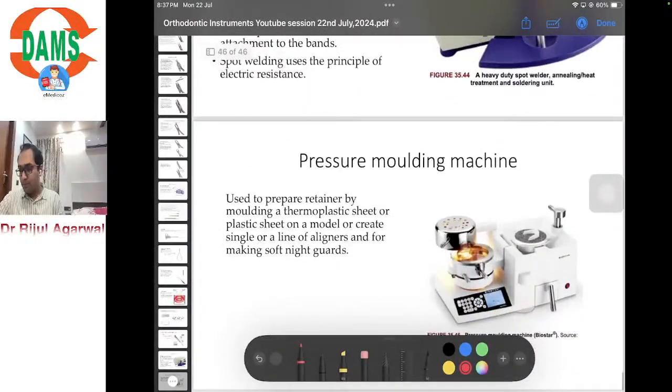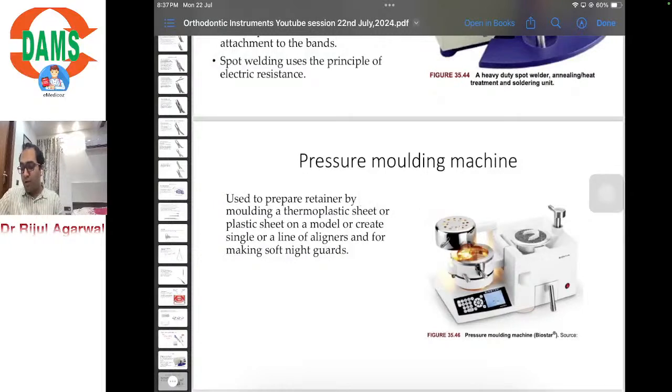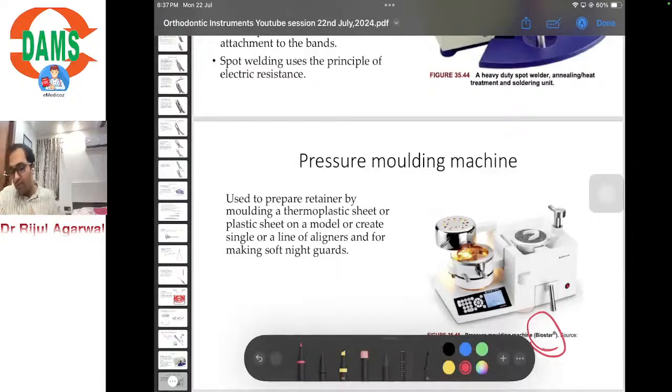Lastly, the pressure molding device machine, or trademarked with the name of Biostar. In today's field of aligners, this is the machine used to mold the plastic sheet on the model for creating aligners, soft night guards, and retainers as well. Okay, so this is a pressure molding machine, used for forming aligners.